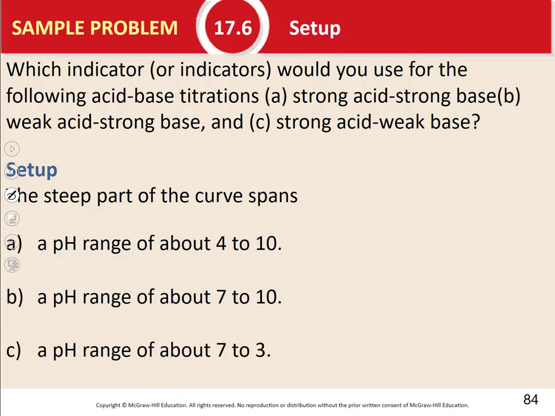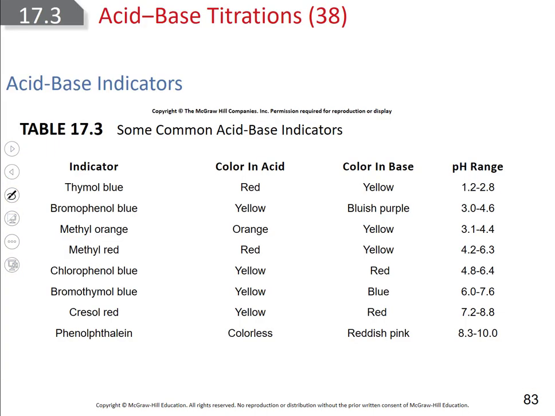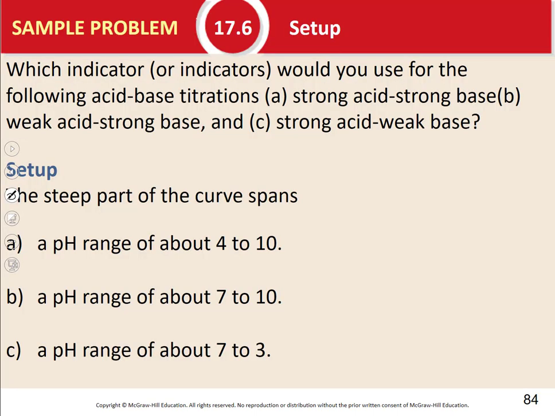So a common question from this would just be, what indicators would you use for the following acid-base titrations? And you're just going to look for which from this table have pHs in those ranges. Since we're out of time today, you can do that one on your own. This practice problem here is on page 800, right underneath the table.